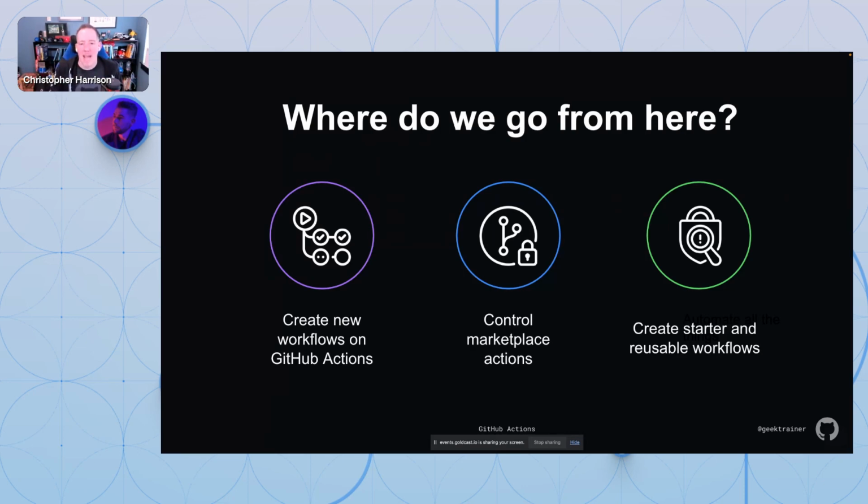Take a look at your marketplace actions and remember that you have the ability to exert control over them. If you don't want to use any of the marketplace actions, you can say, hey, don't allow it. Or if you only want to allow ones from verified vendors, say like Microsoft, Amazon, Google, GitHub, etc., you can do that. Or if you only want to allow specific ones that you list, you can do that as well. So you get complete control over the use of those marketplace actions. And then last but not least is create that centralized library of starter reusable workflows, so that you can start building upon the work of other people inside of your organization.